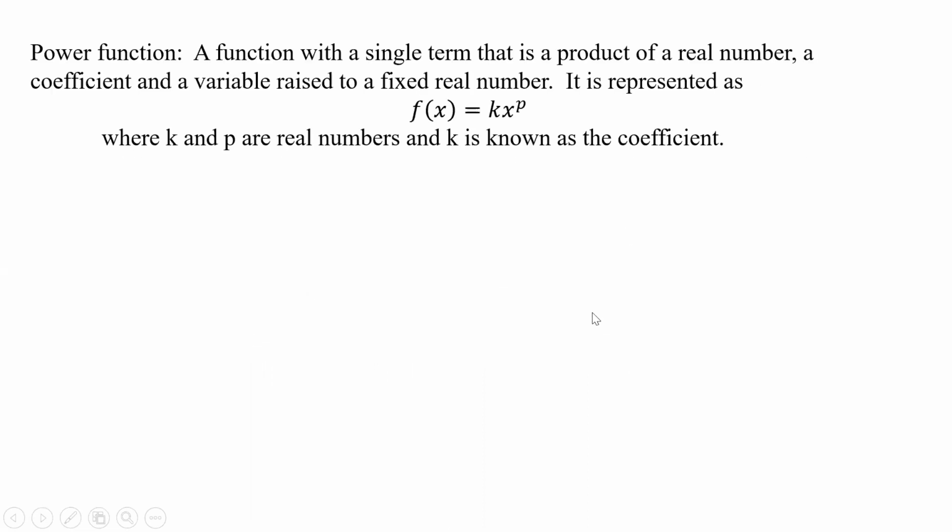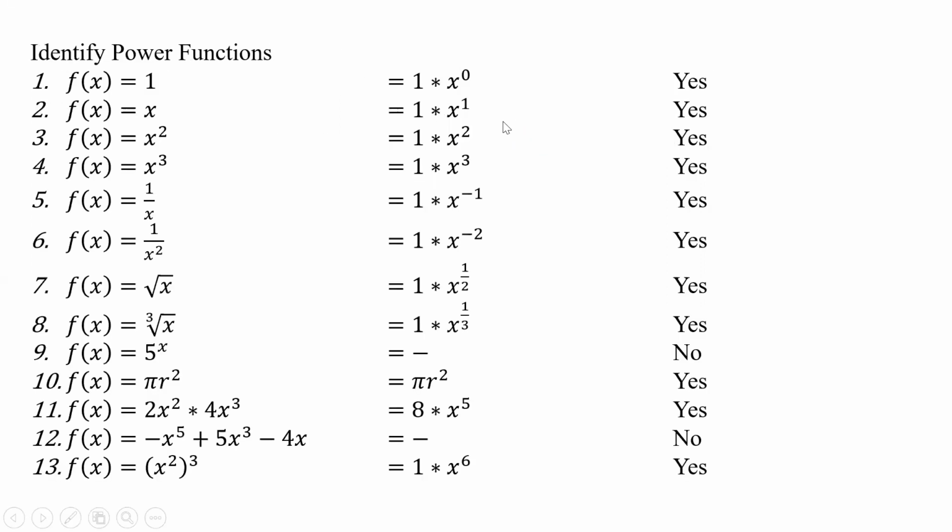Well, it's a function with a single term that is a product of a real number coefficient and a variable raised to a fixed real number. So we have this constant k times a variable raised to some fixed power. So k times x to the p, where k and p are real numbers and k is known as the coefficient. Okay. Now, what are some power functions?